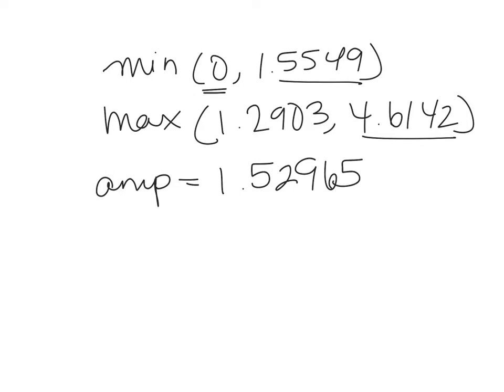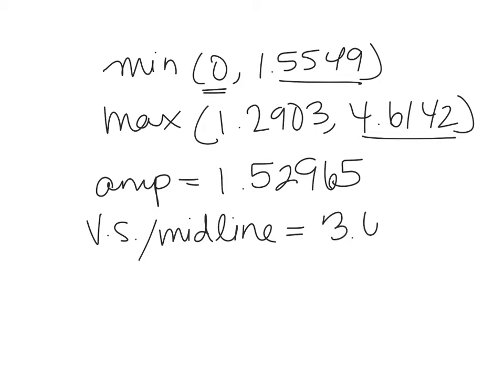Then we know our vertical shift, or our midline, we find by either taking the minimum and adding the amplitude, or the maximum and subtracting the amplitude. So when we do that, we'll get 3.08455.